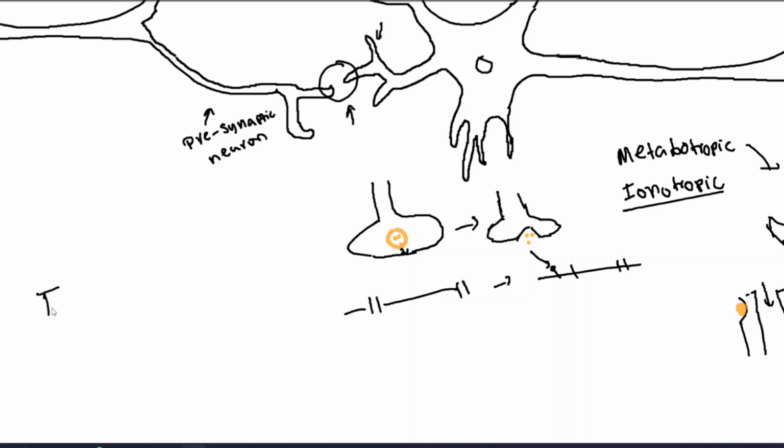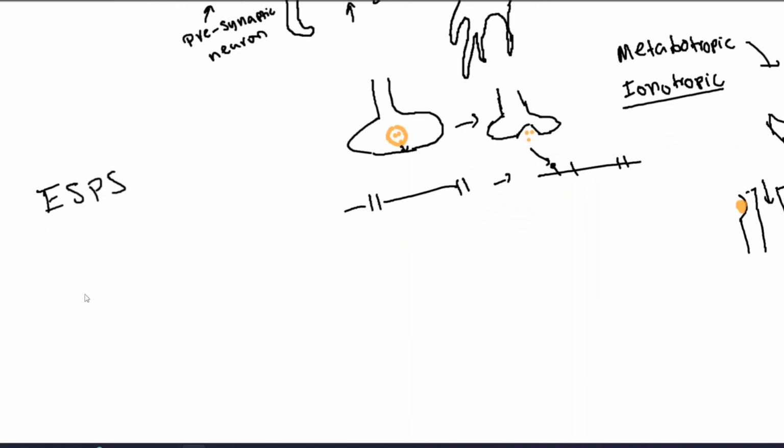So EPSPs stand for excitatory postsynaptic potential. This is when a neurotransmitter binds to a receptor, and I'll use a ligand-gated one for this example just to make it simple for us. It binds and it opens up this channel. Most of the time we're going to have sodium come in.